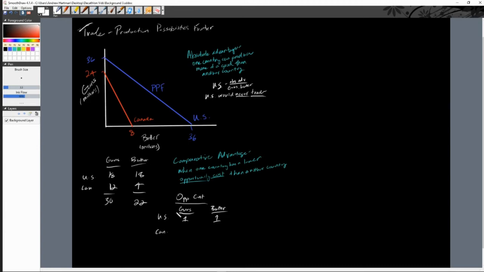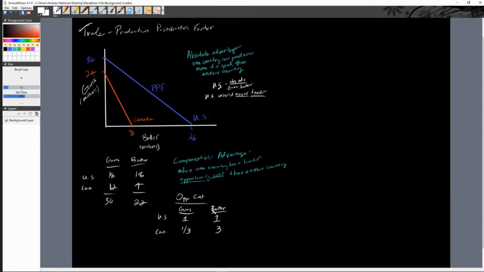For Canada, that's a little trickier. So for every 24 guns, there are 8 units of butter. All right. So what that means is that if we brought this all the way down, for every 1 gun, it takes 1/3 of a unit of butter to produce that gun. And likewise, for every 1 unit of butter, we get 3 units of guns. So because of that, the cost of butter is 3 guns. For guns, it is 1/3 of a unit of butter.